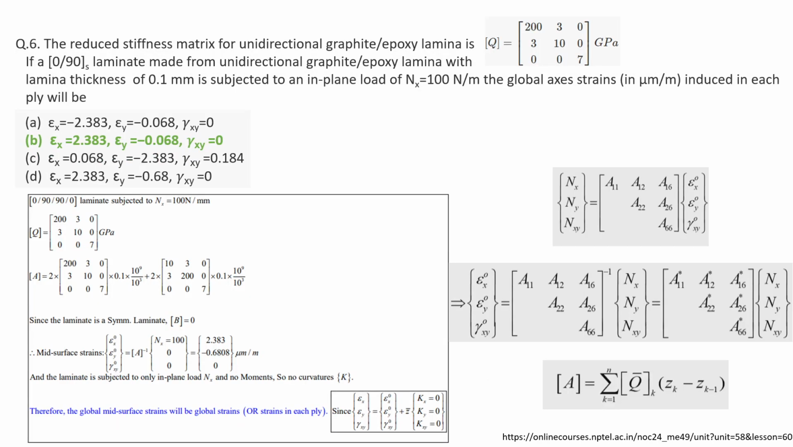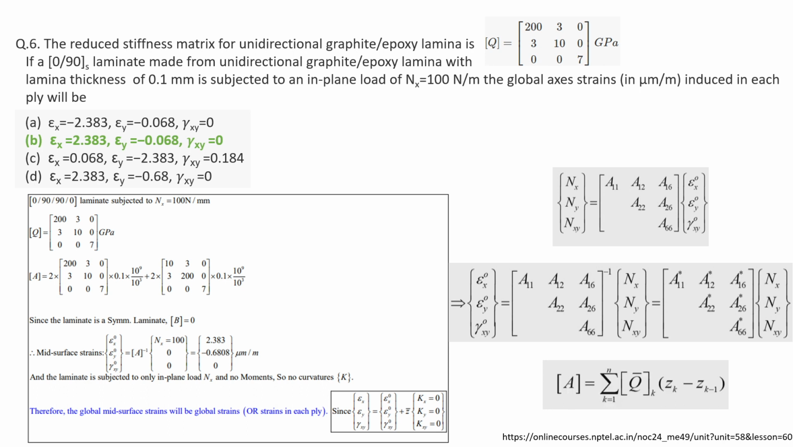The next question is that the reduced stiffness matrix for a unidirectional graphite epoxy lamina is given, so the Q matrix is given. Then a 0/90 symmetric laminate made from unidirectional graphite epoxy lamina with lamina thickness of 0.1 mm is subjected to an in-plane load of Nx 100 Newton per meter. The global axis strains induced in each ply will be?